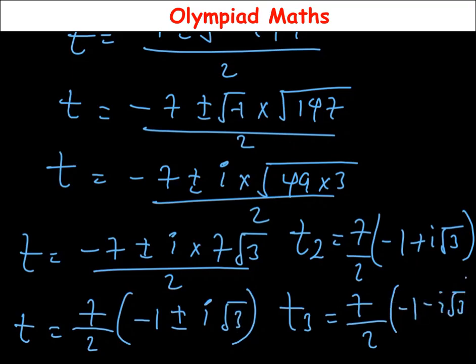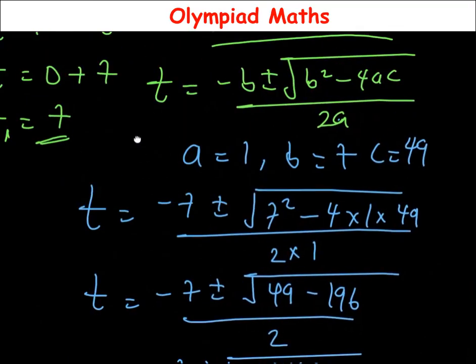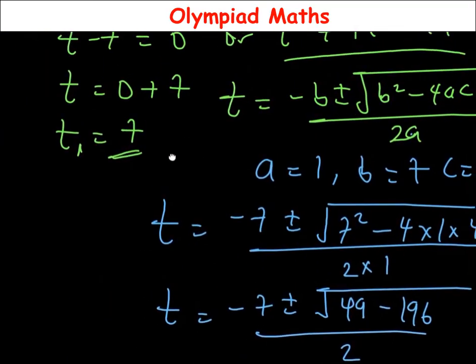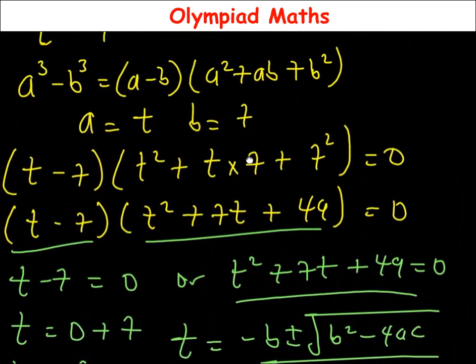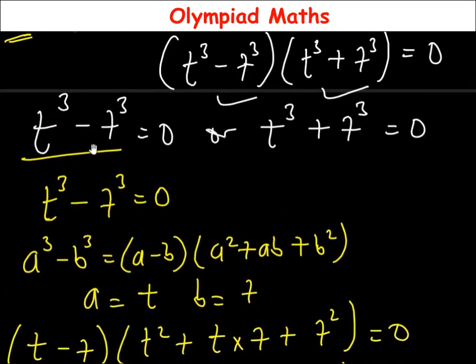Now, we've gotten the values of t2 and t3, also the value of t1 right here. But that is not all. Don't forget that we just solved one of the equations, which was t raised to power 3 minus 7 raised to power 3 is equal to 0. And from this equation, we've gotten the three values of t. Now, also from this other equation, which is t raised to power 3 plus 7 raised to power 3 is equal to 0, let us then get the other values of t.